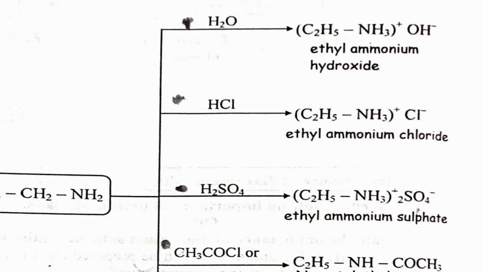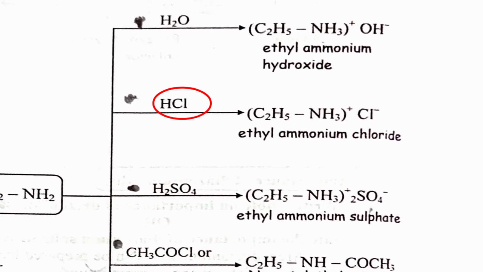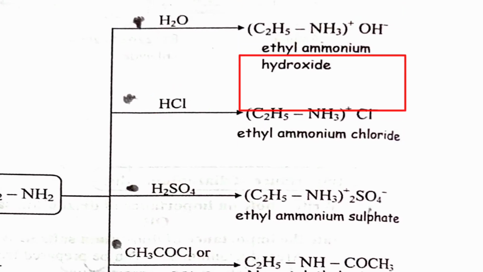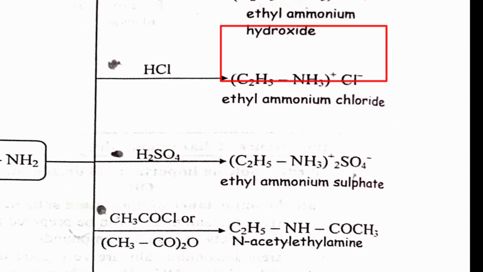Next you see ethylamine reacting with hydrochloric acid. A hydrolysis type reaction also occurs, that is, it is soluble in the hydrochloric acid. Mostly all primary amines are soluble in water and acid. Now you see here, it is also ionized. The product is ionized, forming ethyl ammonium chloride.